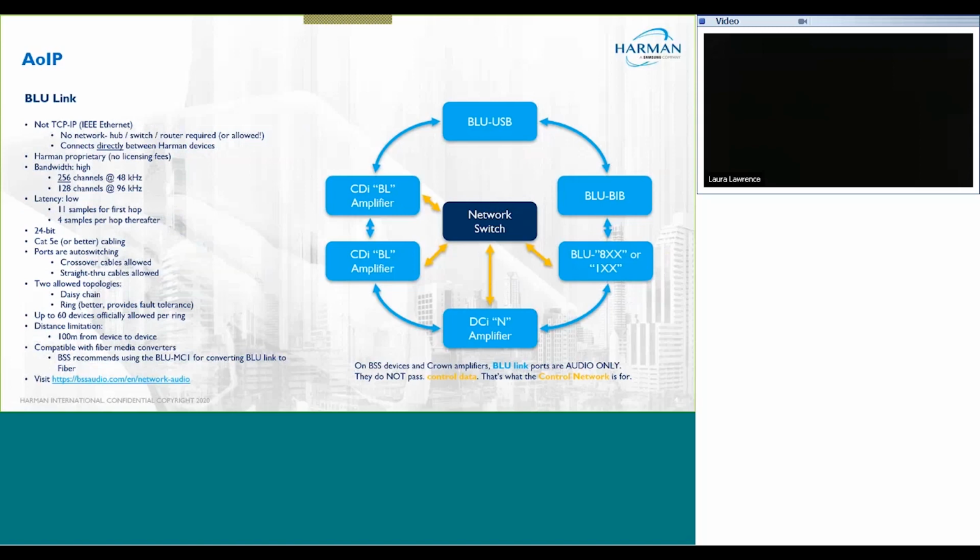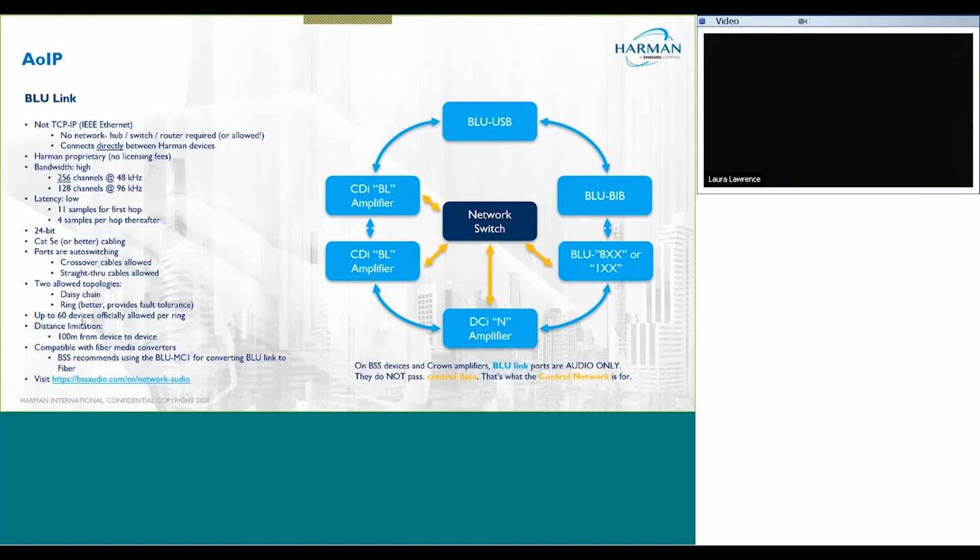So like ABB, we also have ultra low latency. And the latency here is measured a little bit differently. We actually measure latency by hop count. So for the first hop between two HARMAN devices, it's 11 samples. And then each additional hop after the first hop, it's only 4 samples. So you're basically talking about a few microseconds of latency between each hop. And then, of course, the maximum hop count, which you see down here towards the bottom of my screen, indicates that there's a maximum of 60 HARMAN devices allowed per ring.